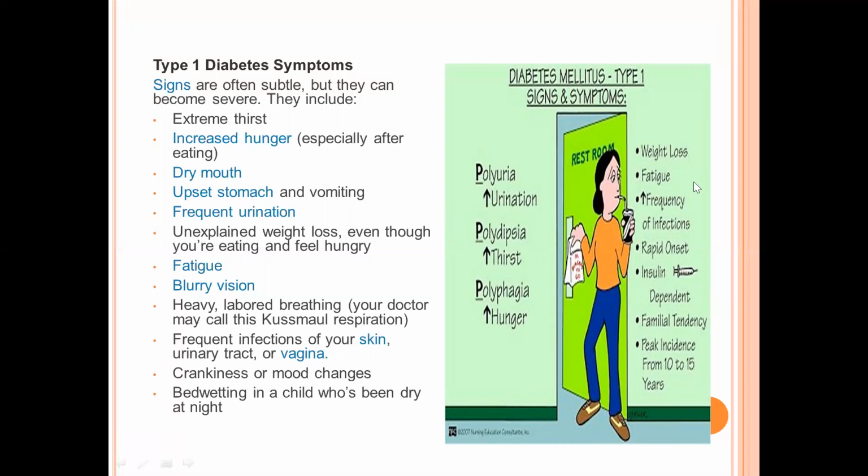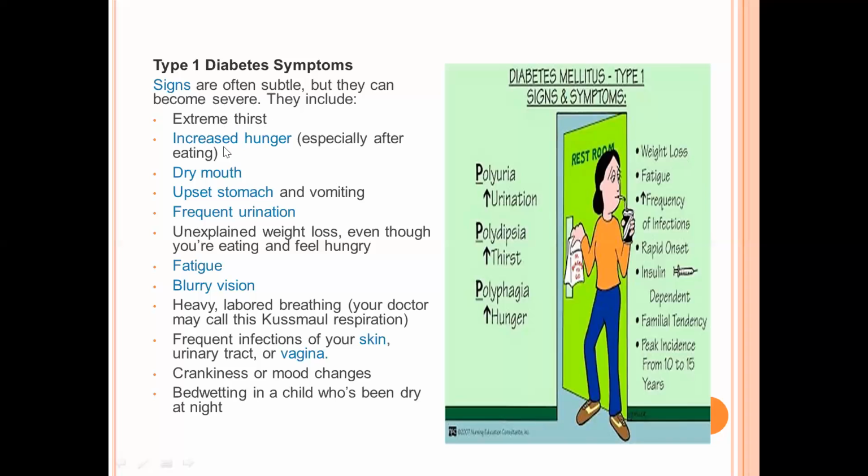Weight loss, fatigue, and increased frequency of infection occur, with rapid onset of these symptoms. They are completely insulin dependent, and there is a familial tendency, meaning the family history is present. They also have a peak incidence from 10 to 15 years. Type 1 diabetes will start from the age of 10 or 15 years. If the child is very obese, even though he has no genetic history from birth, there may be chances of getting type 1 diabetes at the age of 10 to 15. And in some children, type 1 diabetes is even seen from birth.